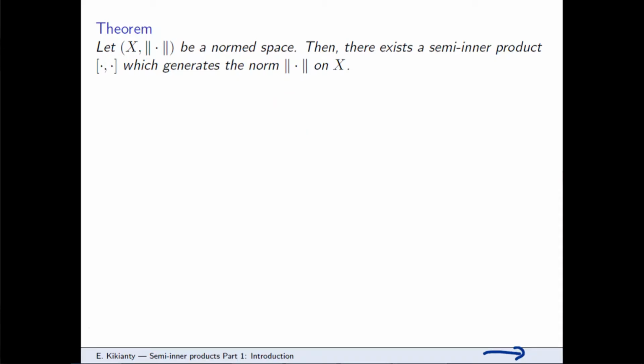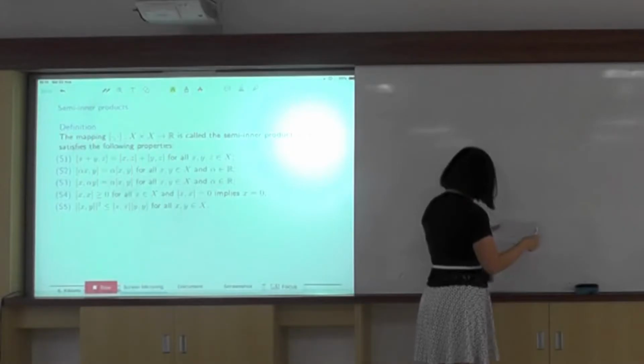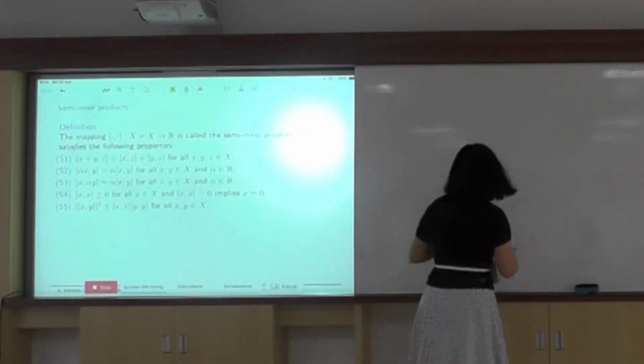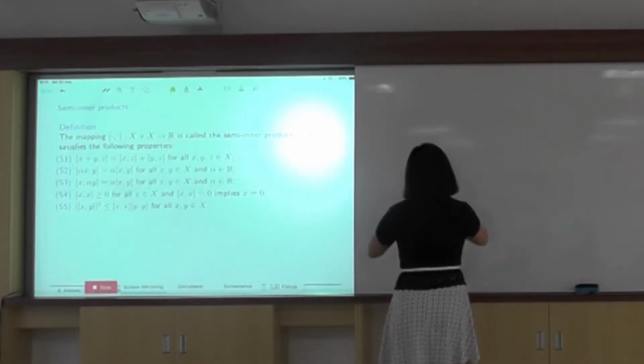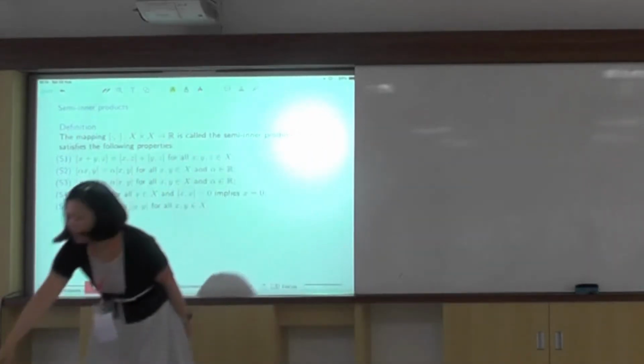Okay, so one side, we are done with this. But let's prove the other side of the implication. What we want to prove now is, if I have a norm space, can I construct a semi-inner product? Or just the existence, in fact. That's fine.